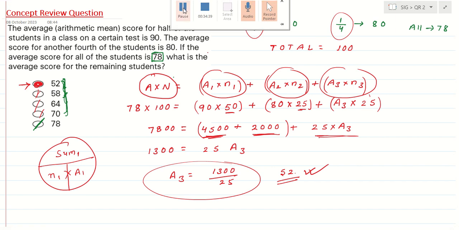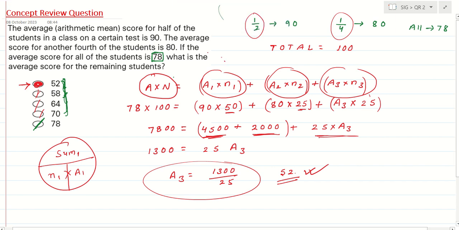No, sir. So what is important? The learning point out of this question is just use the one expression. That's all. Capital A into capital N, which means total average into total number of people, equals the first group, second group, third group. The first group summation, that is sum 1. Second group summation, sum 2. Third group summation, sum 3. How do I find the summation? Very simple, average into n. Average into number of terms.